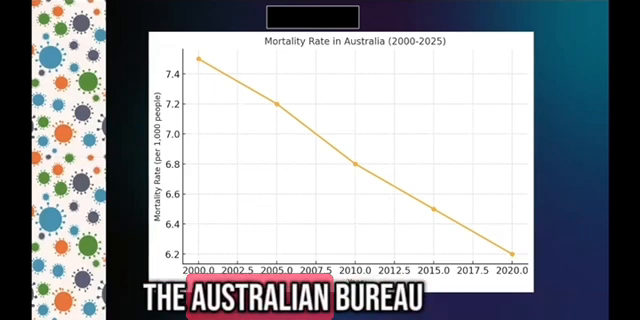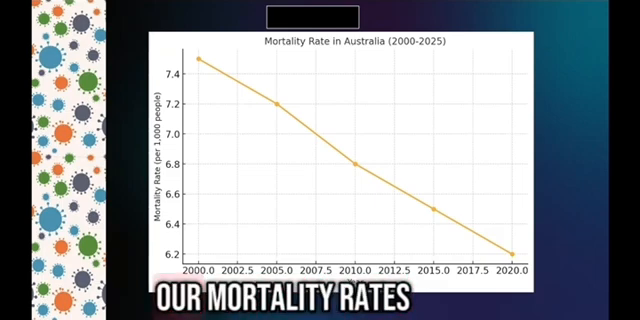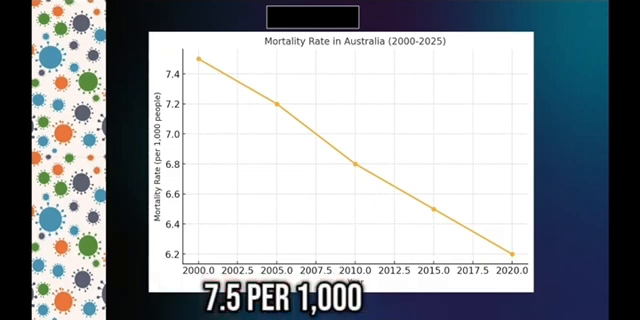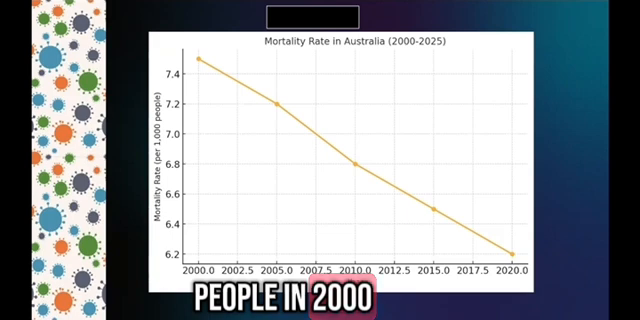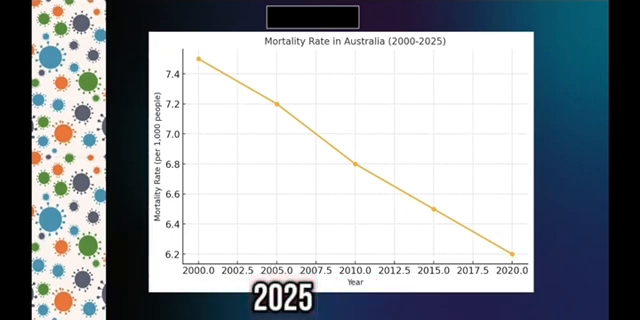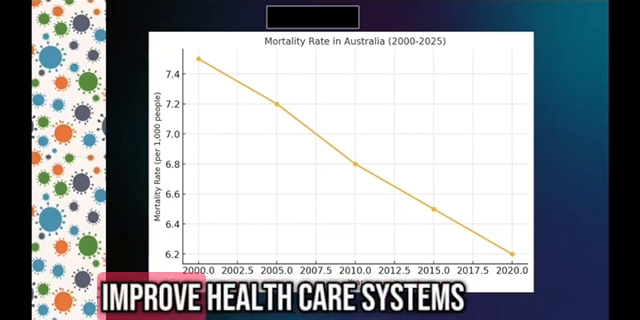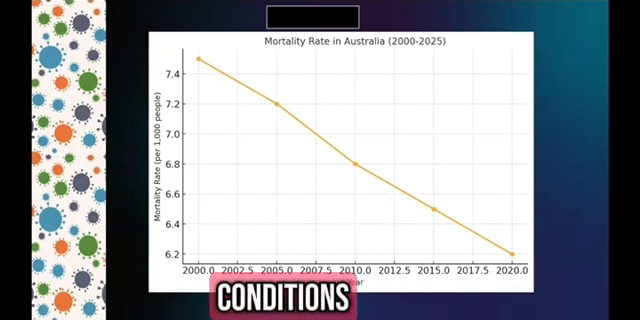This graph from the Australian Bureau of Statistics shows how mortality rates have declined from 7.5 per 1,000 people in 2000 to 6.2 in 2025. A decreasing mortality rate often signals improved healthcare systems and better living conditions.